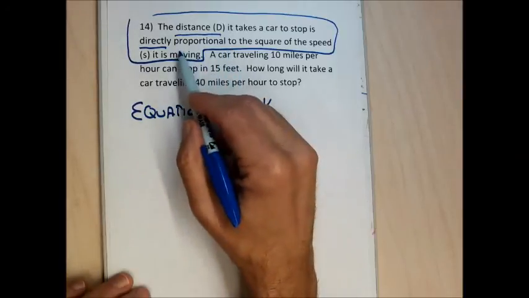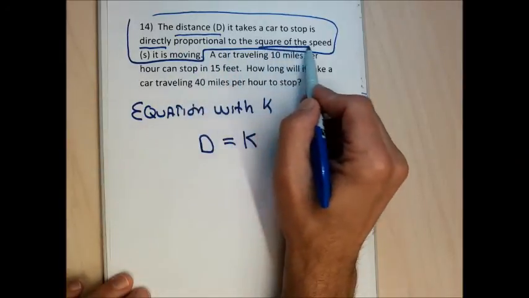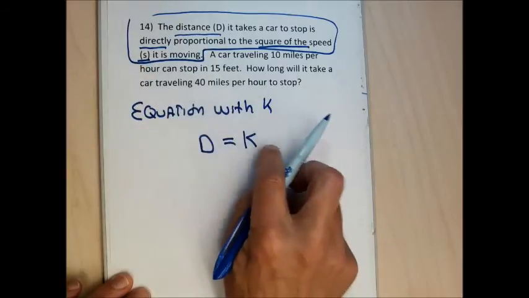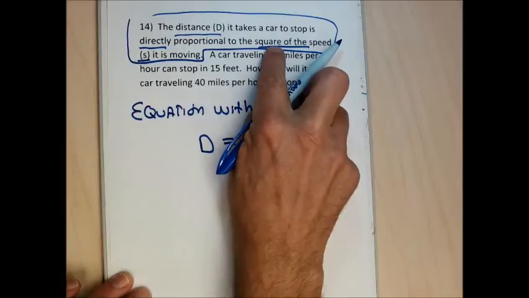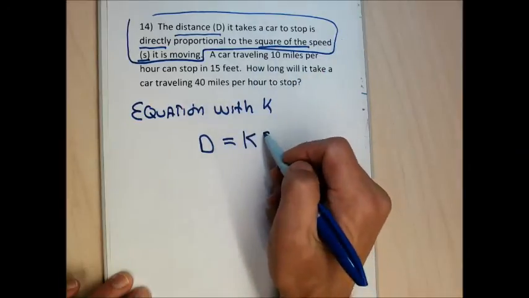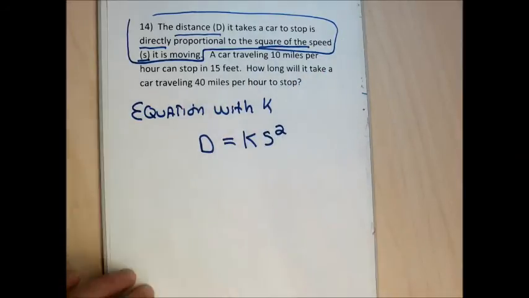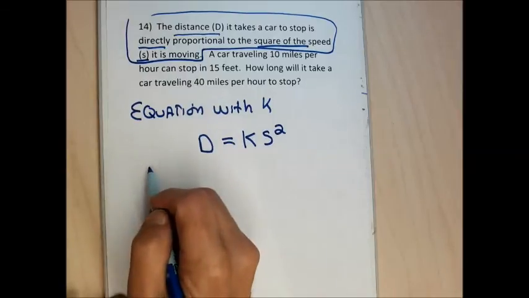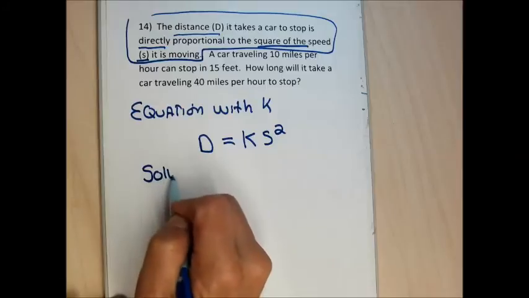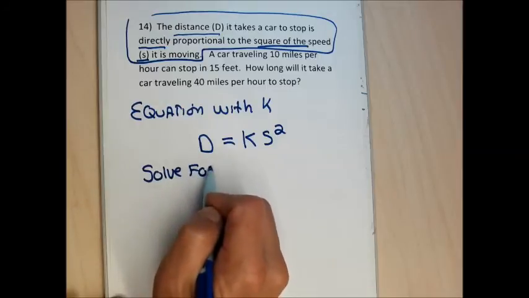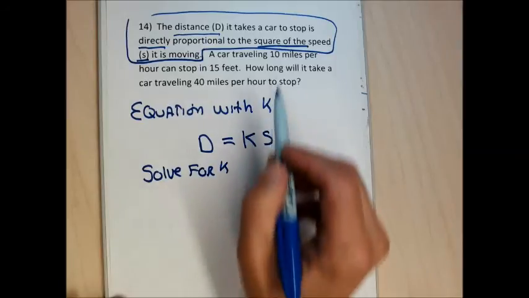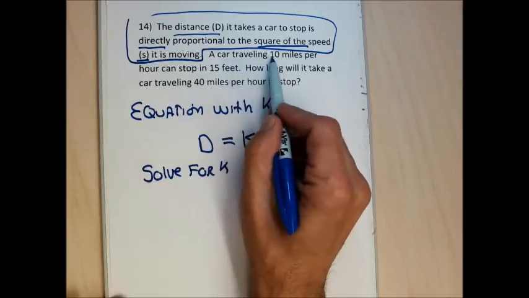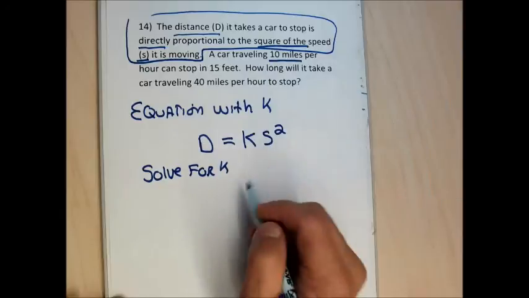And then it's directly proportional to the square of the speed. The letter I need after the k is an s, and the word square that comes right before the s tells me I need an exponent of 2. So the equation is going to be d equals ks squared. Now I'm going to get into the second sentence, and I'm going to solve for k. I solve for k by plugging the numbers from the second sentence in. The first number I see in the second sentence, a car traveling 10 miles per hour, that's the speed.